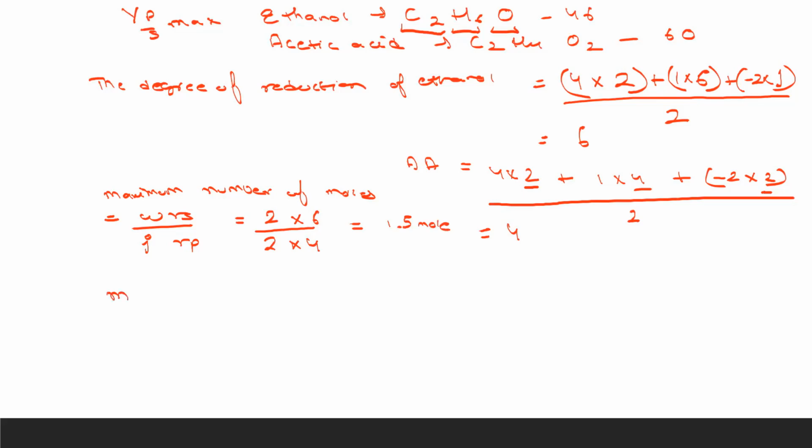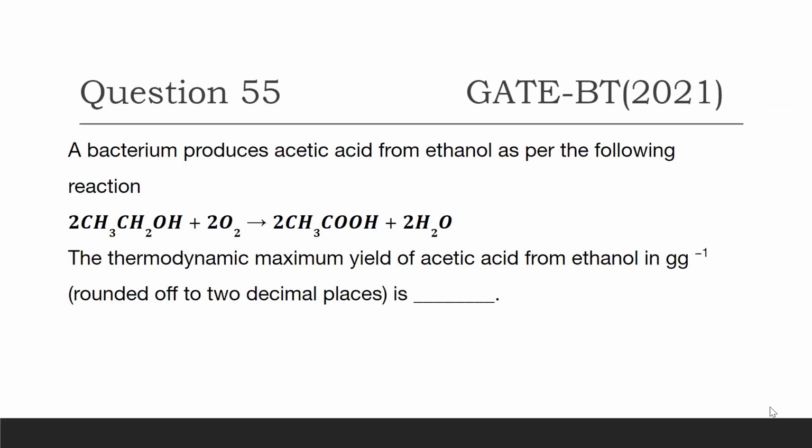Now, the thermodynamically possible maximum yield is the product of this 1.5 into the division of the molecular weight, that is acetic acid by ethanol, which is 60 by 46. So you get an answer of 1.95 gram per gram. So the answer in this case therefore becomes 1.95 gram per gram.